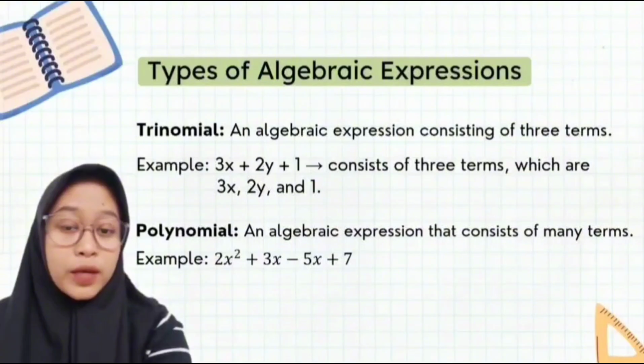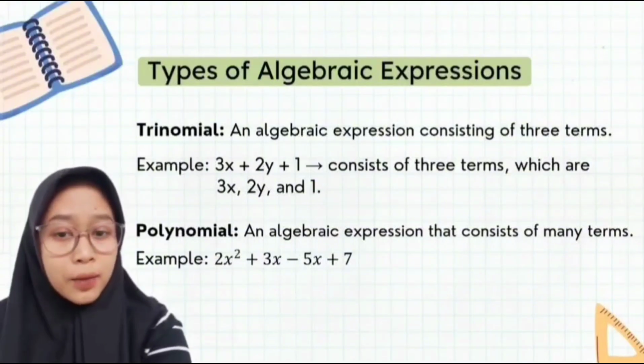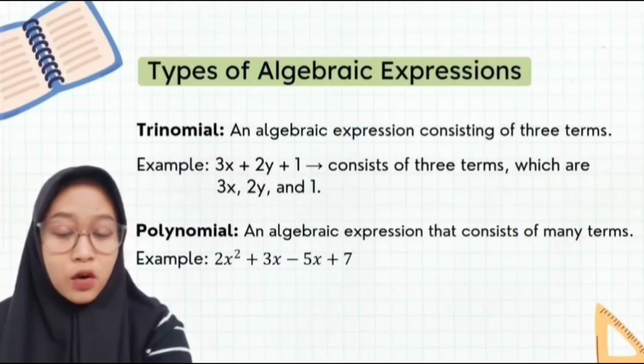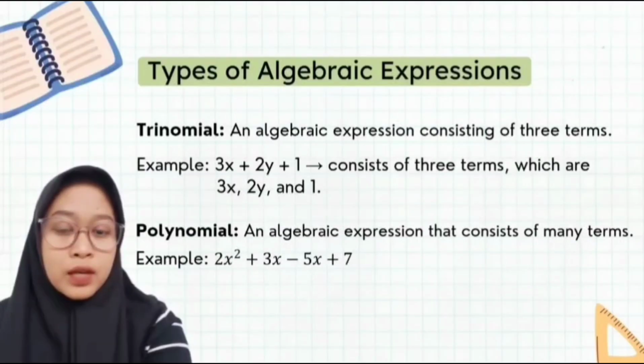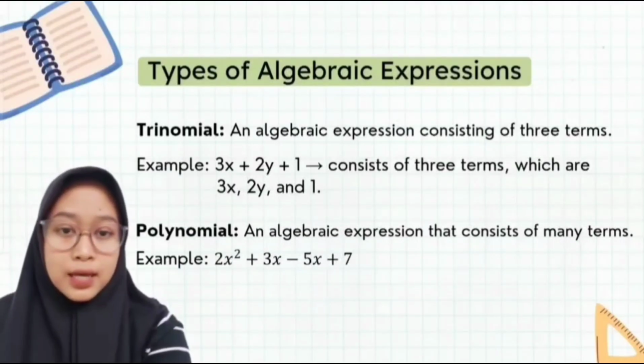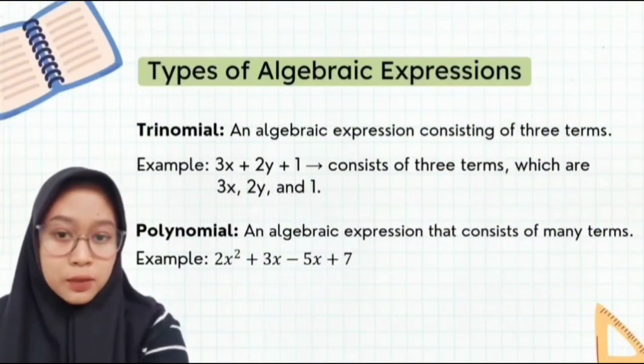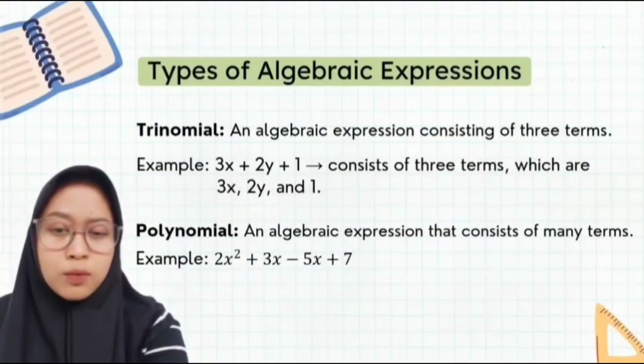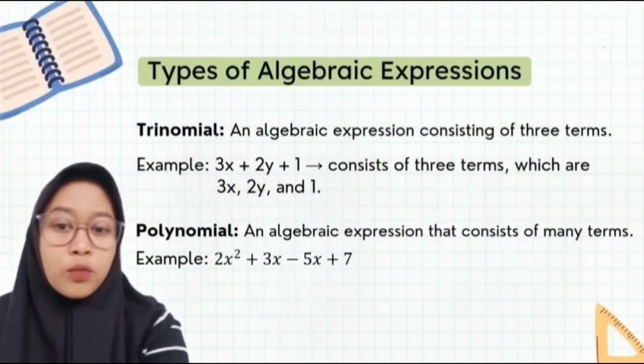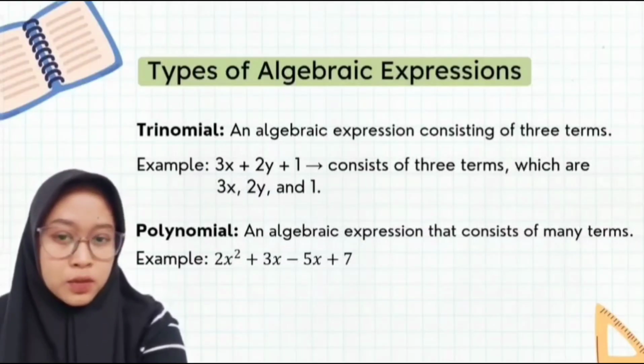Last is polynomial. A polynomial is an algebra expression that consists of many terms. Example, 2x squared plus 3x minus 5x plus 7, because it consists of more than 3 terms.